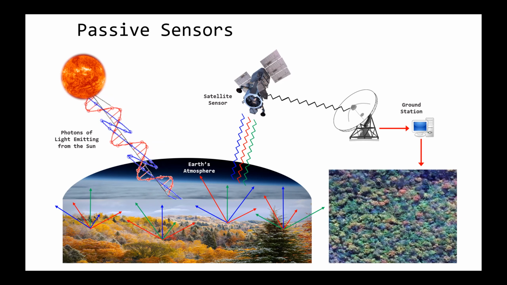They collect that reflectance information through their sensor, and then that data is transmitted to a ground station where it's processed and we get our final result, which you see in the bottom right, which we're all familiar with, just a traditional satellite image.